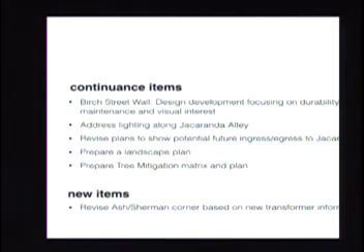Now, my specific presentation today will focus on the continuance items, so it'll be a narrow focus on those pieces, and we understand them to be as listed there. First of all, the Birch Street wall, the design development of that, focusing on durability, maintenance, and visual interest. To address the lighting along Jacaranda, to revise the plans to show potential future ingress egress to Jacaranda, well, we deleted that to Jacaranda, and I'll explain that shortly. Prepare a landscape plan and prepare a tree mitigation matrix and plan.